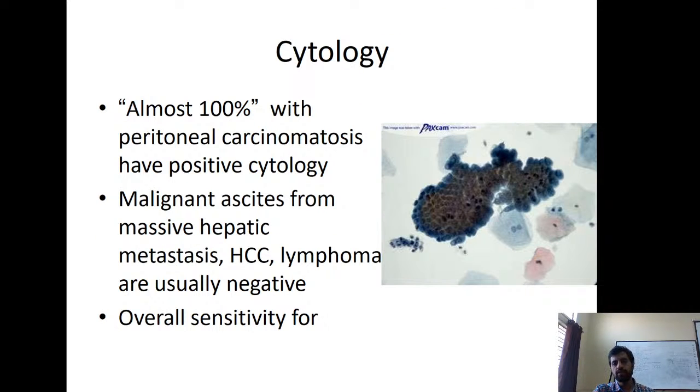Cytology: you take fluid, centrifuge it, take the cells and observe under a microscope. You may find carcinomatous cells, or you may not find them. If you find them, it is no doubt carcinoma, and you almost always find them in almost all cases of peritoneal carcinomatosis.